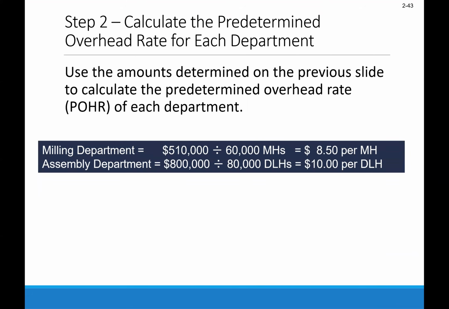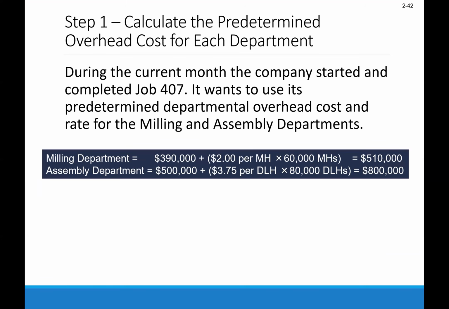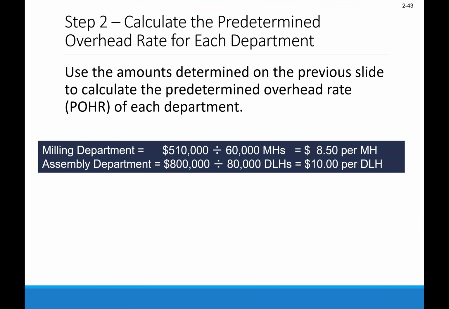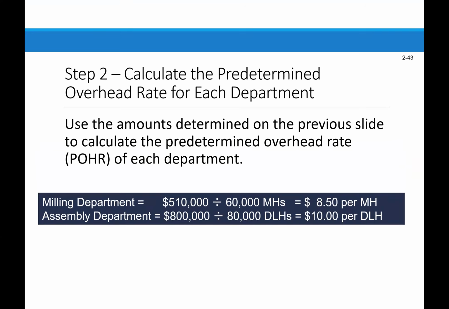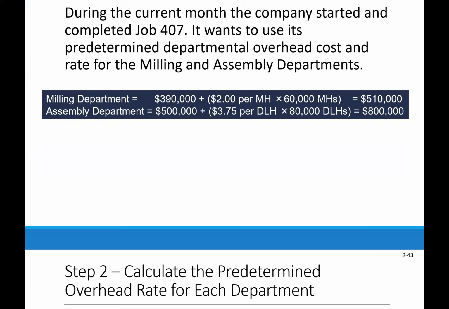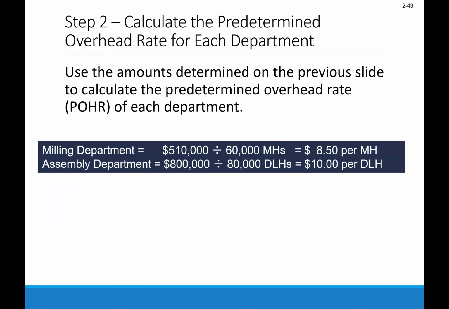Use the amounts determined on the previous slide to calculate the predetermined overhead rate of each department. So for milling, if we take our 510 right there, and we divide it by the estimated 60,000 machine hours, we're at $8.50 per machine hour. The assembly, you see the 800,000 by estimated 80,000 direct labor hours would be $10 per direct labor hour.